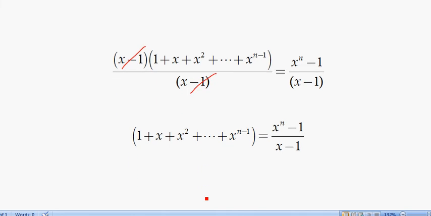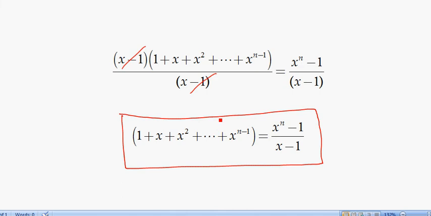And so we're just left with the formula that you need to copy down into your workbook. The workbook has, I think, the left side, and you need to finish the right side. So this sum is going to be equal to x to the n minus 1 over x minus 1. And this is going to be an important formula we're going to use in this section.